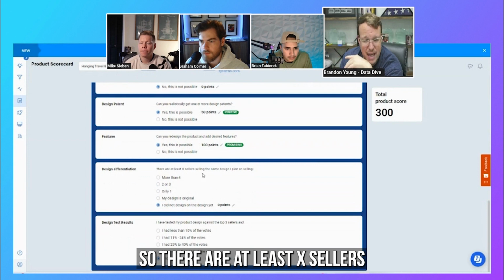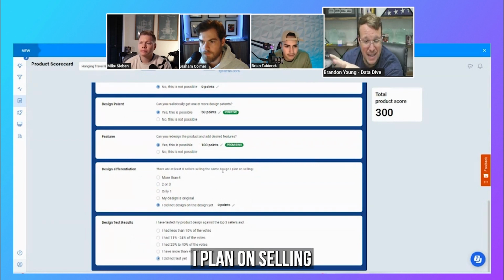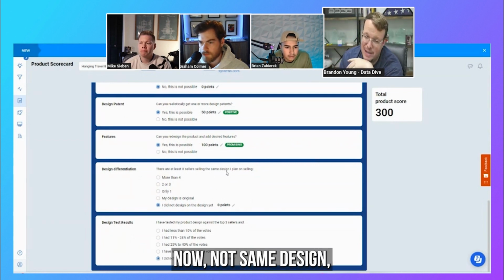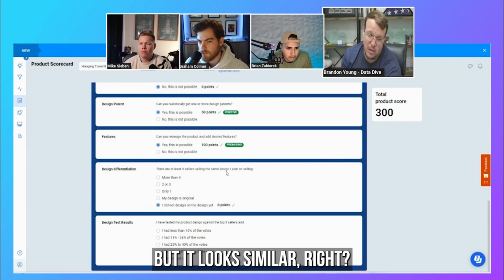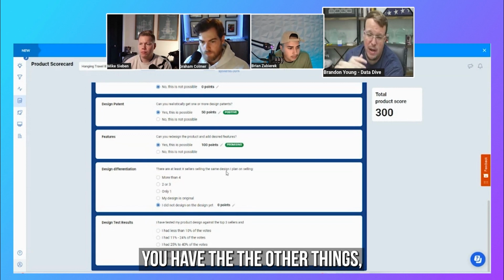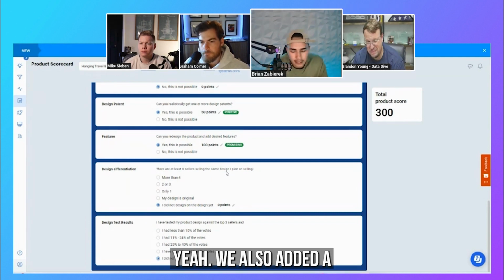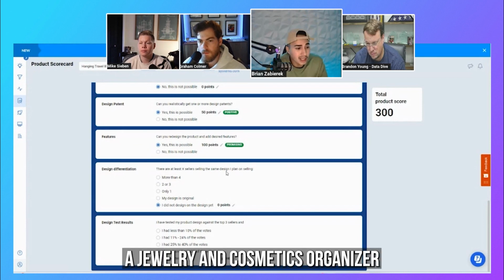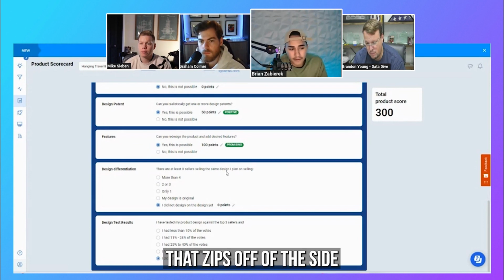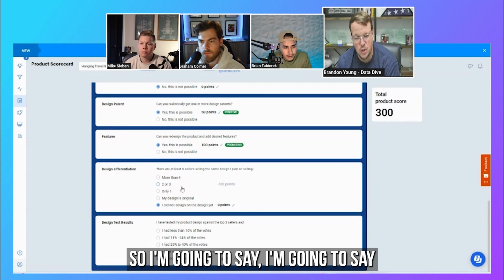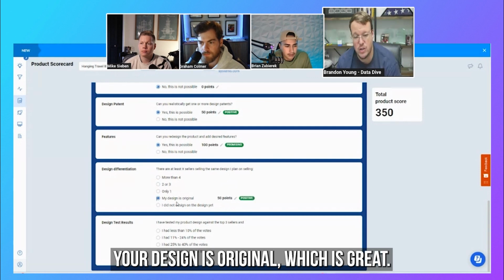So there are at least X sellers selling the same design I plan on selling. Now, not same design, but it looks similar, right? You have that bottom storage, you have the other things, but you're adding the bar. Yeah. We also added a jewelry and cosmetics organizer that zips off of the side. I love that too. So I'm gonna say your design is original, which is great.